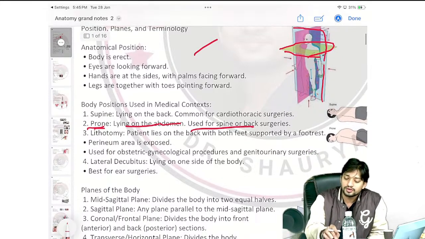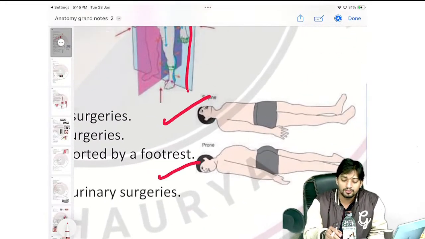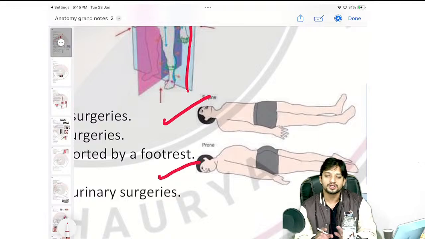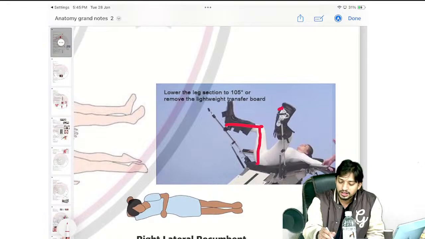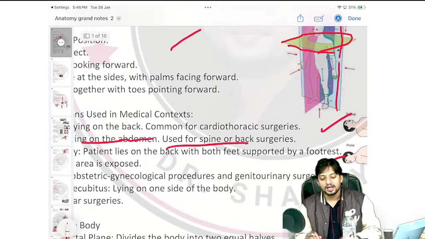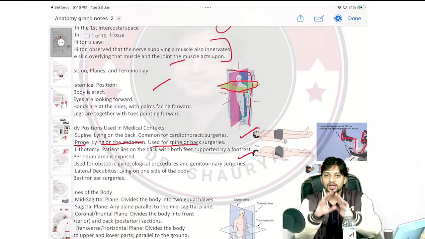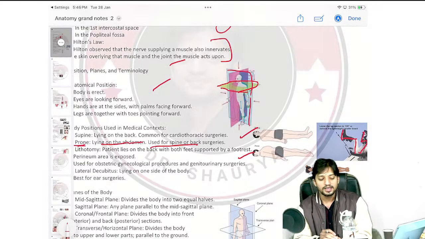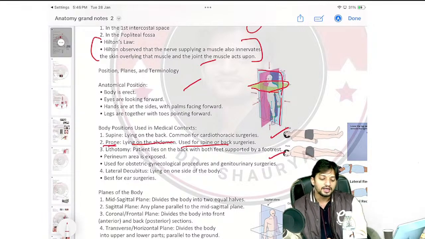Lithotomy, I will show you the position. You can see here in the diagram, this is the supine position, this is the prone position, lying on the abdomen. Then you have the lithotomy position. The lithotomy position is generally used in gynecological and obstetric surgeries, right? You can see that the patient is lying on the back and both the feet are supported by a footrest, and the perineum area is exposed, which helps in obstetric and gynecological surgeries. So the lithotomy position is more commonly used by people in the obs and gynae department.